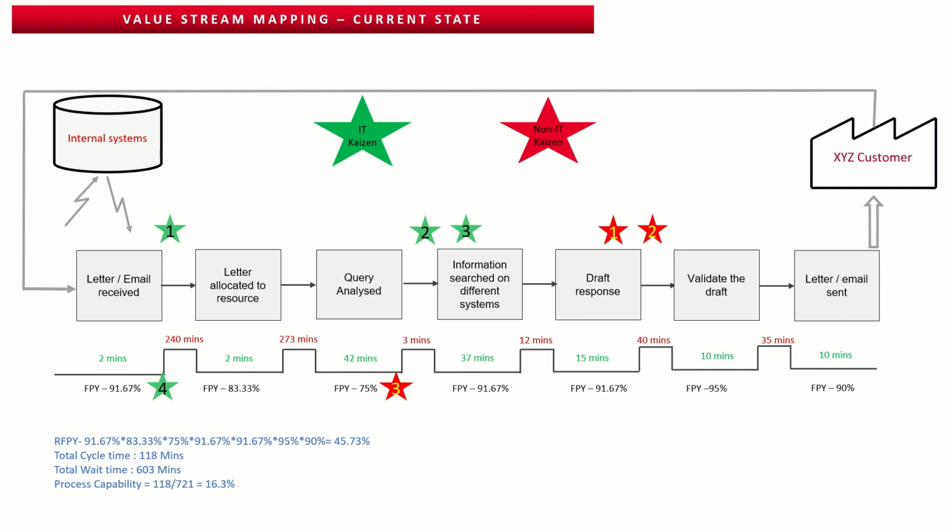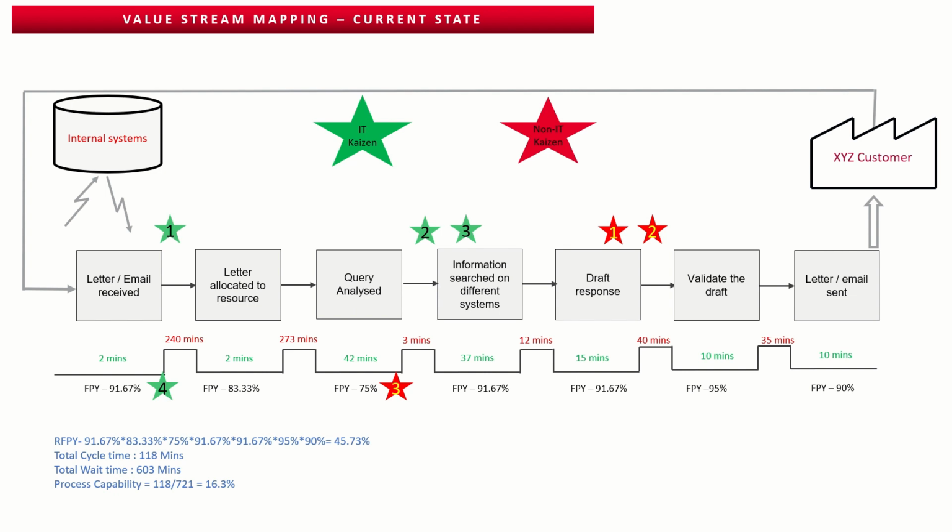And then the information was searched on various systems. Sometimes they will get the information, sometimes they will not. So the first pass yield is 91.67% here. They draft some response, the response is not appropriate sometimes, and the response has to be reworked. So that is why the first pass yield is 91.67% on this particular step.